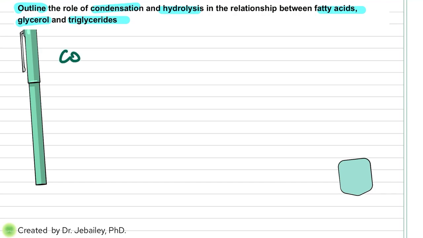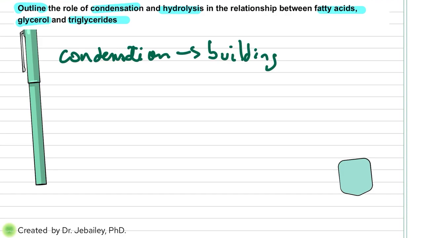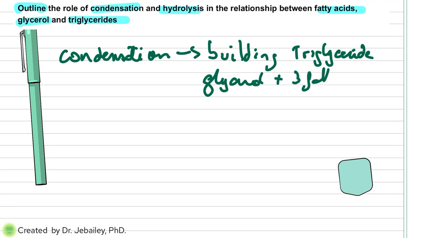First, let's remember that condensation, right? Condensation is basically building. So what are you building here? You're building molecules. In this case, we're building triglyceride. Now, how are we building triglyceride? Because triglyceride is a glycerol plus 3 fatty acids. Now, when you're going to build them together and join them together, what's going to be released? It's going to release water. So every time you build something, you release water.